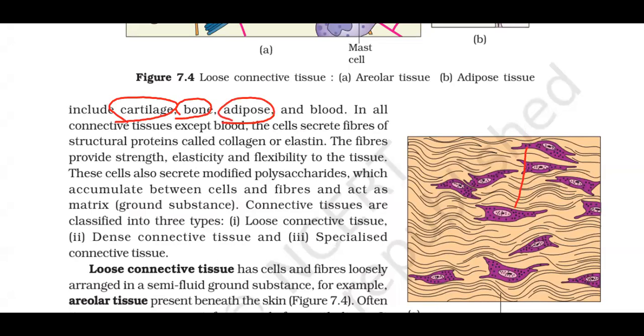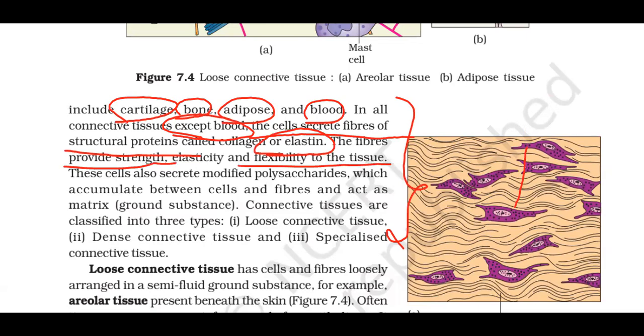In all connective tissue except blood, understand this well, this is a very important area where we can expect a question. In all connective tissue except blood, the cells secrete fibers of structural protein. See, this is very important. In cells like adipose, bone and cartilage, the connective tissue can secrete a protein called elastin. The fibers provide strength, elasticity and flexibility to the tissues.